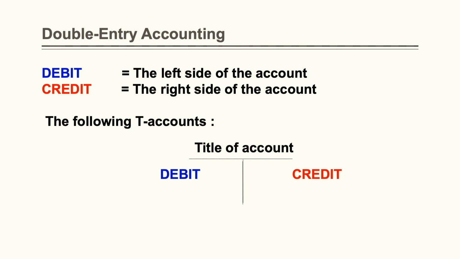So come again, the double entry accounting, you can see some students will ask you, sir, what is the meaning of debit? So when we're talking about debit, right, actually this debit refers to the left side of the accounts, and credit refers to the right side of the accounts. So you can see from this example.